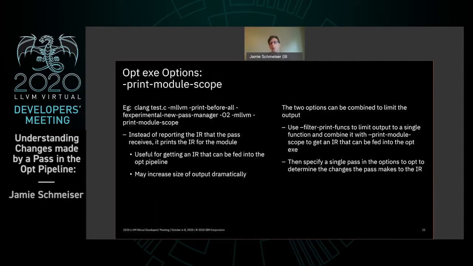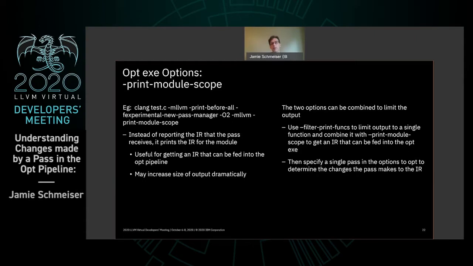The print module scope option modifies the IR printed by print before all and print after all to be the module, regardless of the portion of IR that the pass acts on. This has the benefit that the IR can then be used as input to the opt executable, but this can increase the size of the output significantly.